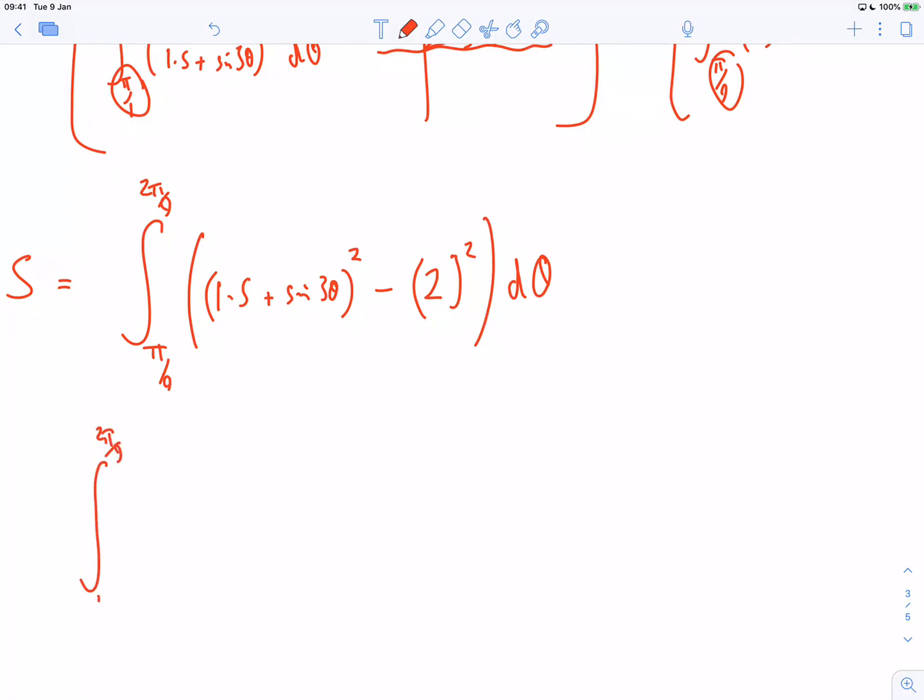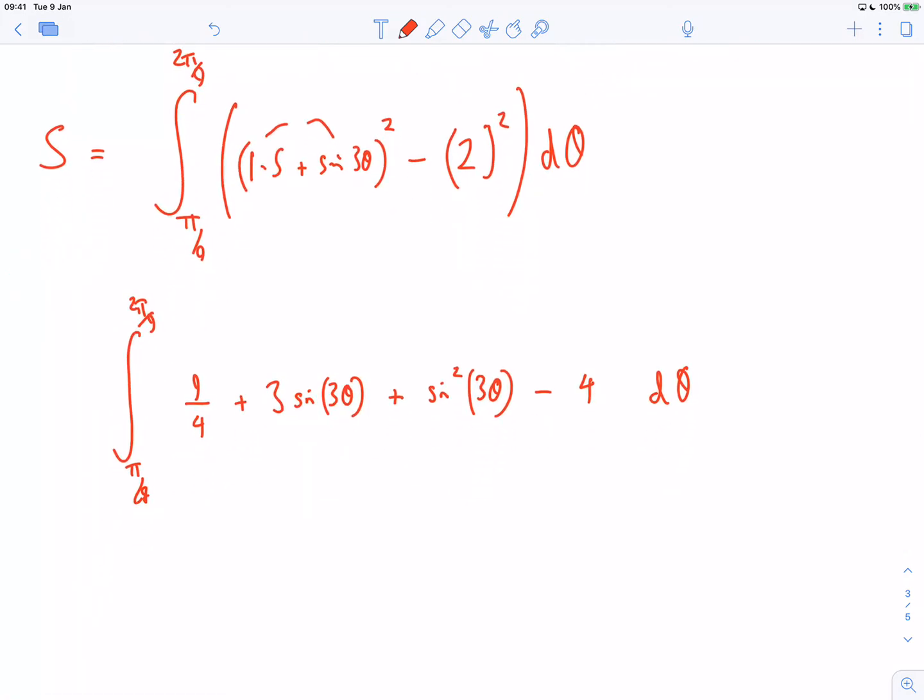2 pi ninths and pi ninths. Okay, let's just expand. So 1.5 is 3 over 2. When I square that, that's going to be 9 over 4. Plus 1.5 times this, but there's 2 lots of them, is going to be 3 lots of sine 3 theta. And then plus sine squared of 3 theta. And then I'm obviously going to minus 2 squared, which is minus 4. Okay, we can tidy this up. 4 is technically 16 quarters. So 9 quarters minus 16 quarters is actually minus 7 quarters.